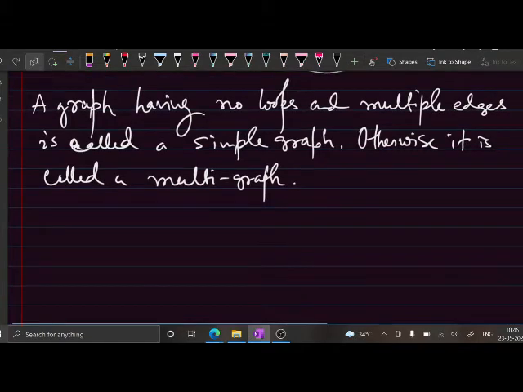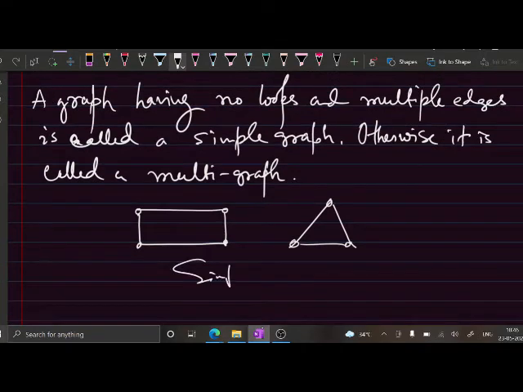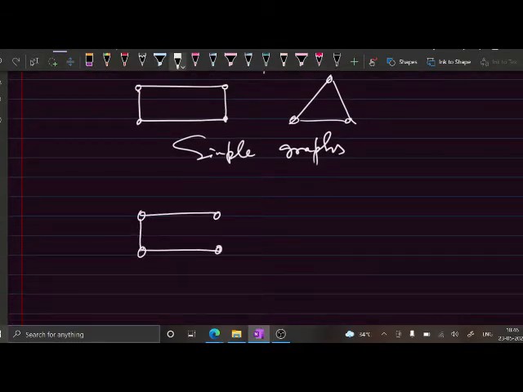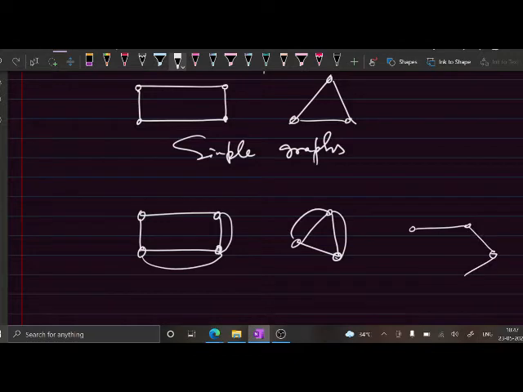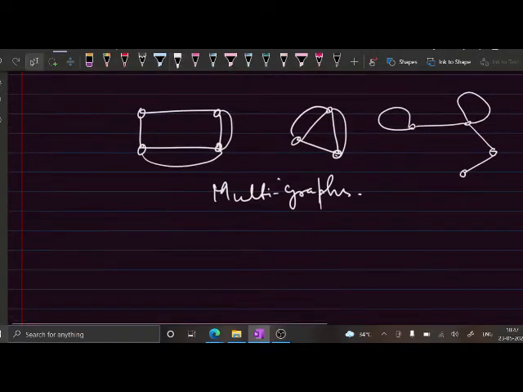Okay, so for example of simple graphs, suppose you draw some kind of graph like this. These are simple graphs because they have no parallel edges, no loops. And these are multigraphs. Suppose you can make a loop here, so these are all multigraphs.